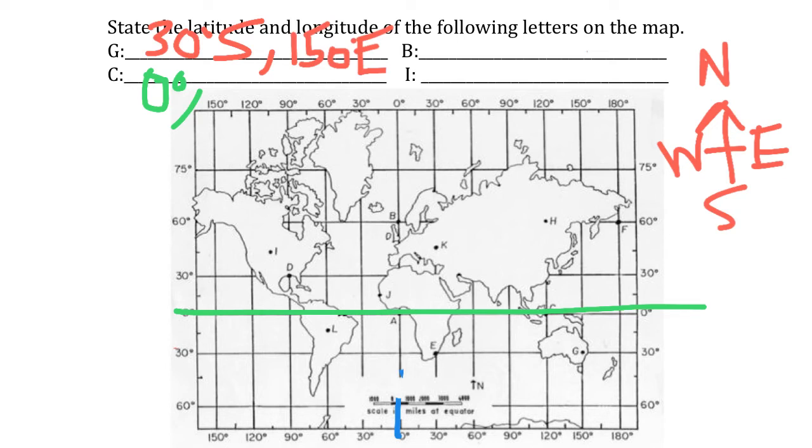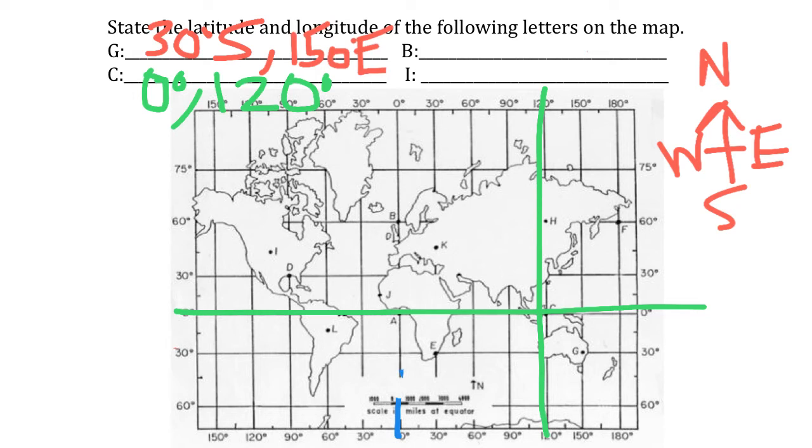So next I have to figure out my longitude. Remember, longitude lines are vertical, straight up and down, long, right? And I can see that the number that point C is on is 120. So I'm going to write 120. You should write it on the line.